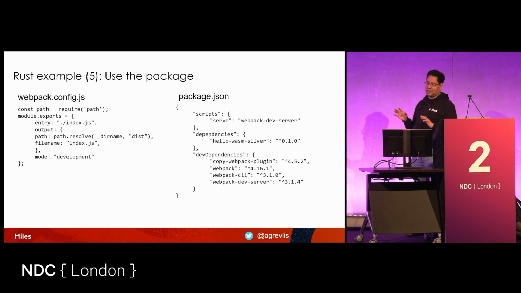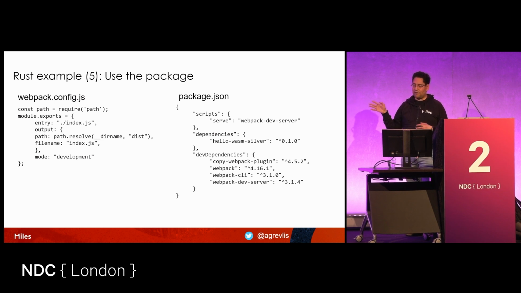And in order for us to use this in an example here, then we can write a webpack config file where we define an entry point to our application, index.js, and we write the package.json file. And in this JSON file, we write that we have a dependency on this npm package that we just created, this hello-wasm-silver.